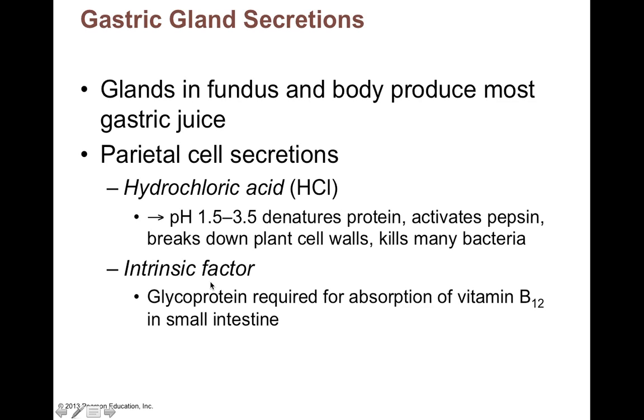Intrinsic factor is a glycoprotein, right? So it's a sugary protein. And the function of this glycoprotein is it actually binds to vitamin B12 in your stomach, and you need intrinsic factor to absorb vitamin B12 into your body. And one thing you'll find, vitamin B12 is necessary for proper nerve function. It's necessary for proper metabolism.